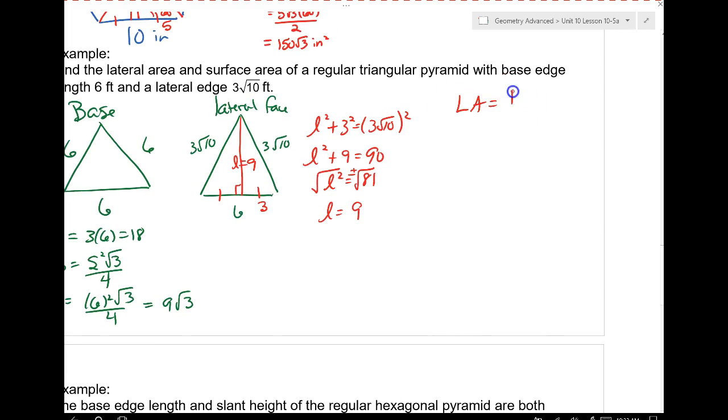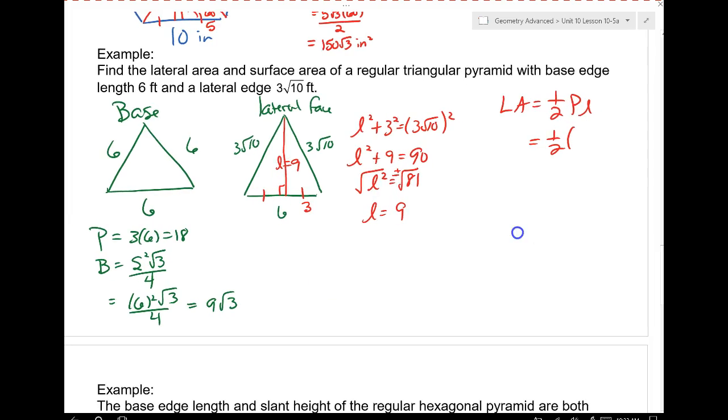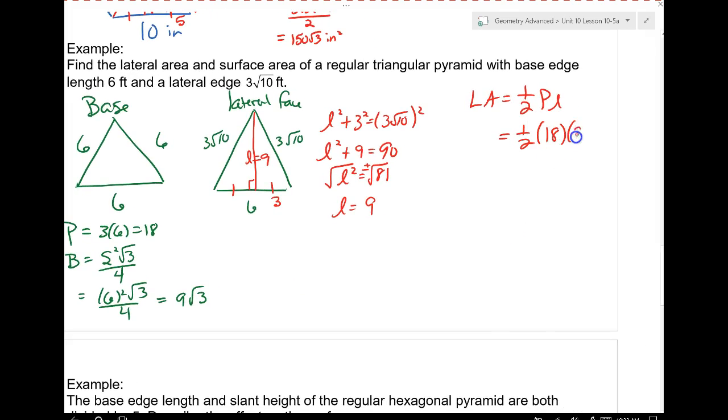Lateral area: 1/2 the perimeter of the base times the slant height. So 1/2 the perimeter of the base, what did we get that to be earlier? 18. Our slant height is 9. I got 81 square feet.